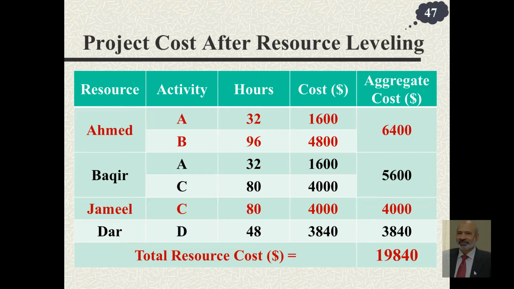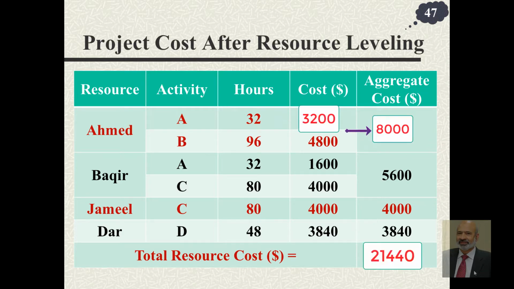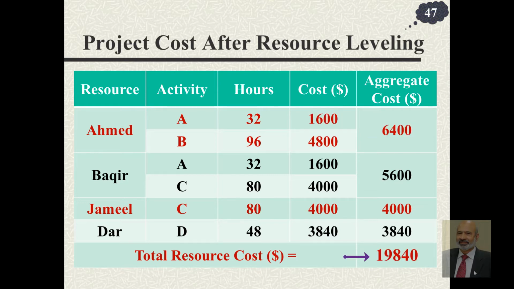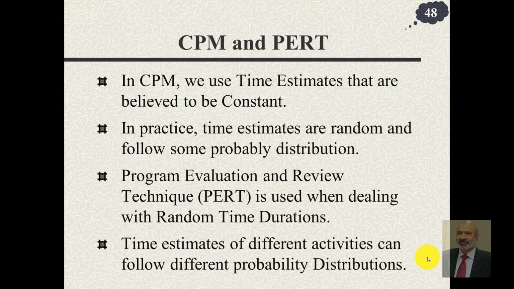This is the new table showing us the project cost, and this time with the reduced rate of payment for 32 hours at a rate of 50 per hour, this goes down to 1600. Previously it was double, it was 3200. So this 8000 previously comes down to 6400, and overall project cost comes down to 19,840. Okay, that was it, where we would relate cost and time.